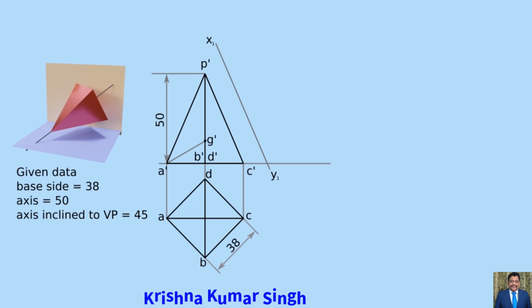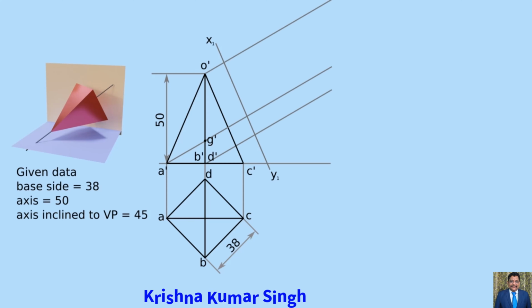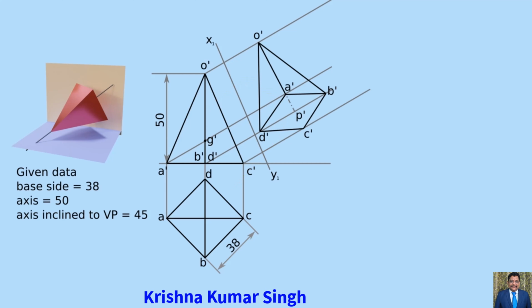For that, draw a reference line X₁Y₁ parallel to O', C'. Then extend the construction lines from O', G', B' and C' such that the extended lines are perpendicular to X₁Y₁. Project the top view and front view on that extended line. This is the first auxiliary view. Shift every point on extended lines by measuring its distance from top and front views. Now we can get an auxiliary view of the square pyramid, but the axis still remains parallel to the VP.